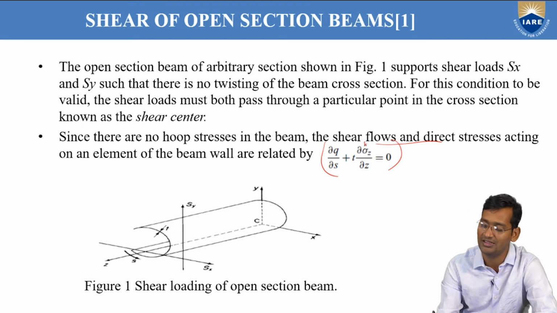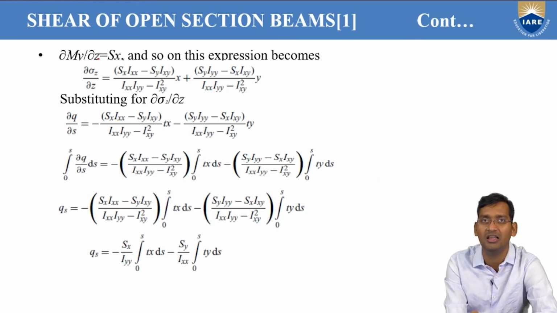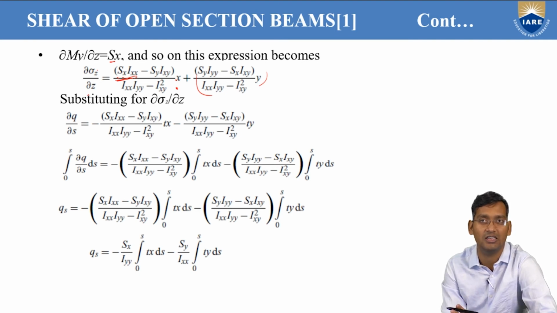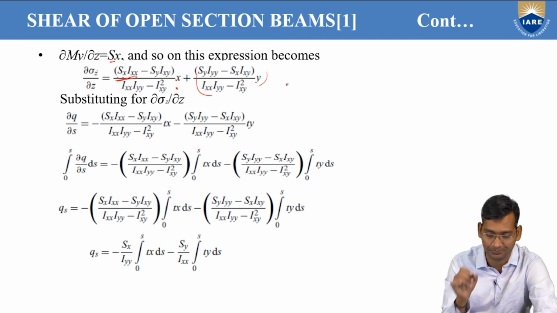Now what we will do, we will find the del sigma Z by del Z value, and then we will substitute back here. How to find the shear? That del M by del Z equals Sx. So in terms of sigma, del sigma Z by del Z equals Sx Ixx, means shear load along x-axis into the moment of inertia Ixx, that xx direction, minus Sy Ixy by Ixx Iyy minus I square xy into x. Similarly for y part, Sy Iyy minus Sx Ixy by Ixx Iyy minus I square xy into y.